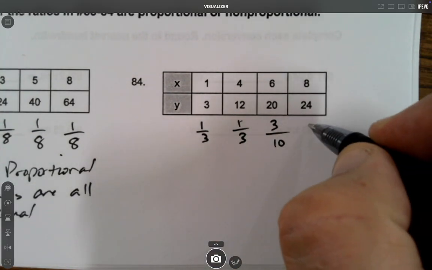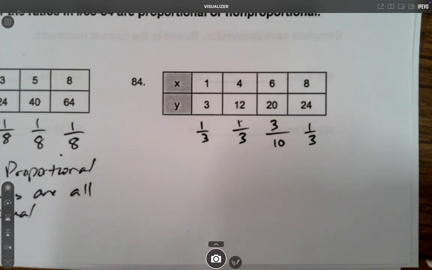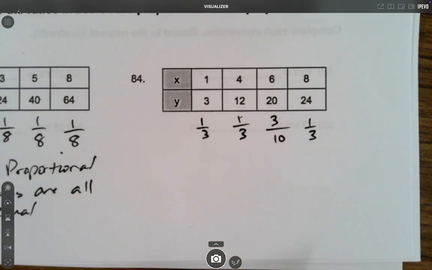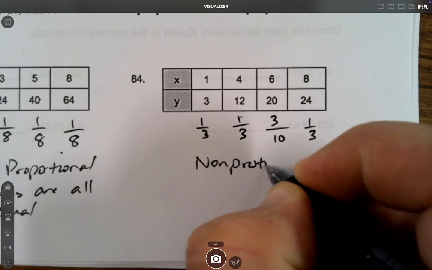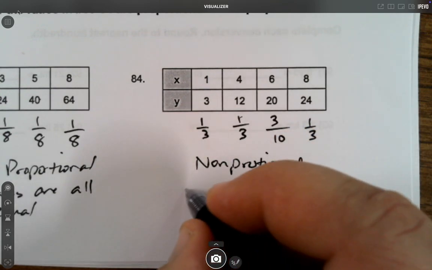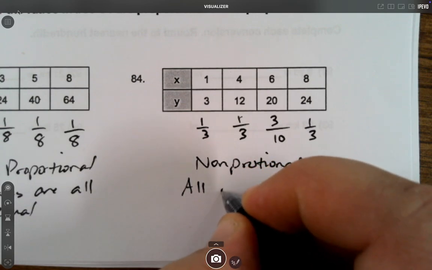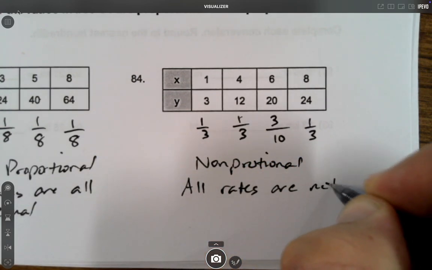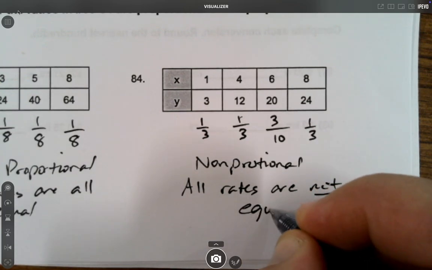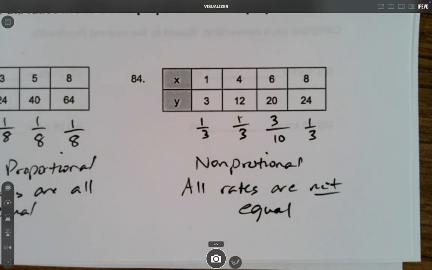Now this one will reduce to 1/3, divide them both by 8. But they all have to match to be proportional. So non-proportional. And the explanation is all the rates are not equal. Or you can say all the rates are not the same. That would be fine to say.